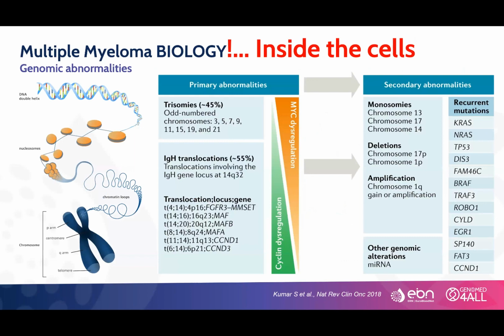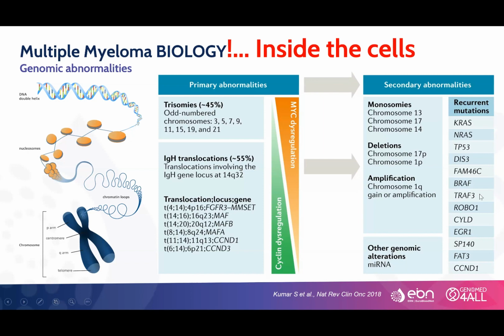But in the last 10 years, we know from different studies in the multiple myeloma field that the genomic abnormalities are the most important and the most impactful on the survival of multiple myeloma patients. So we know that the study of the genomic abnormalities inside the cells, so on the DNA of cells, is very important. What does it mean to study the genomic abnormalities?